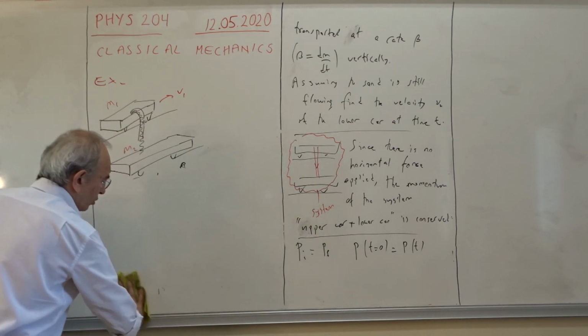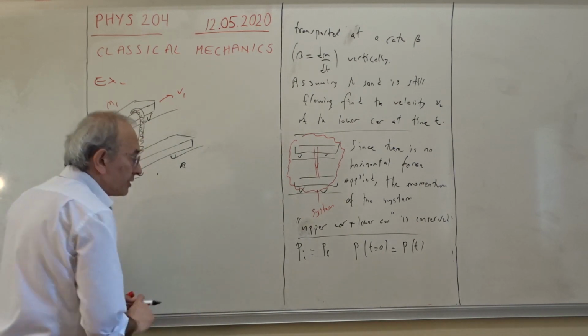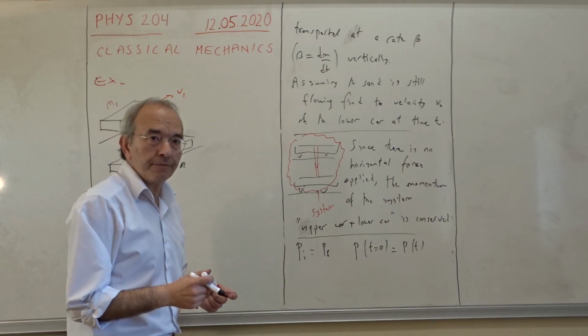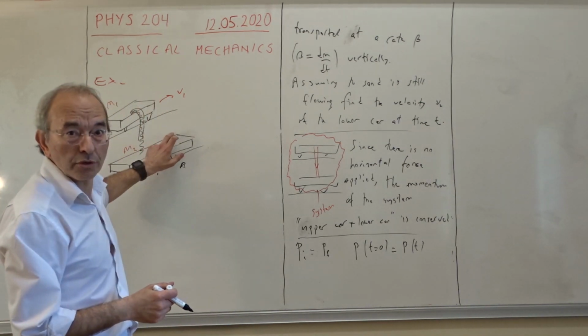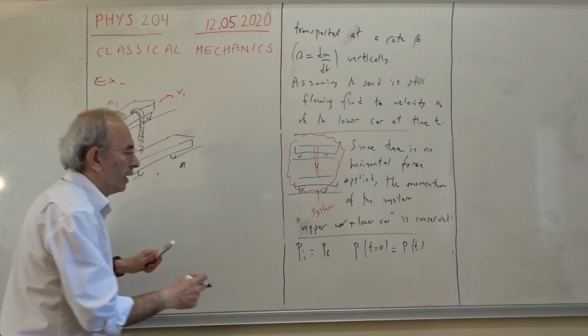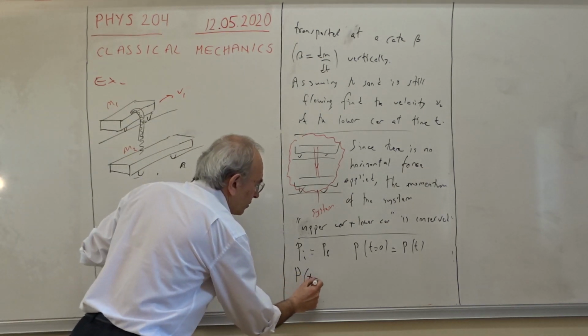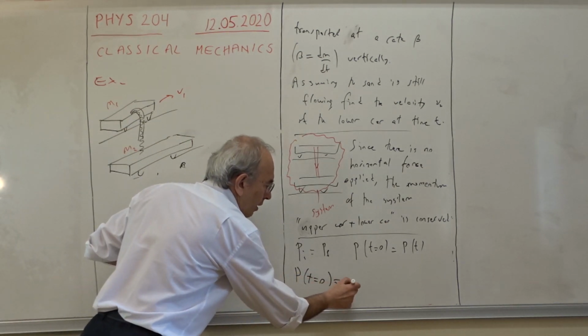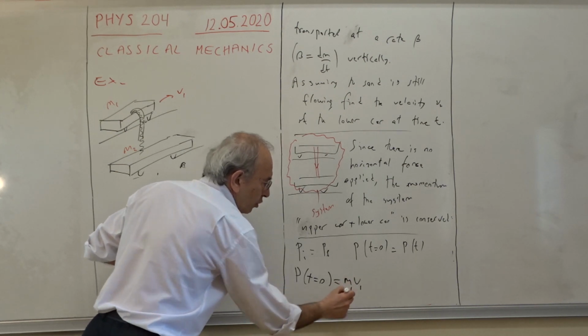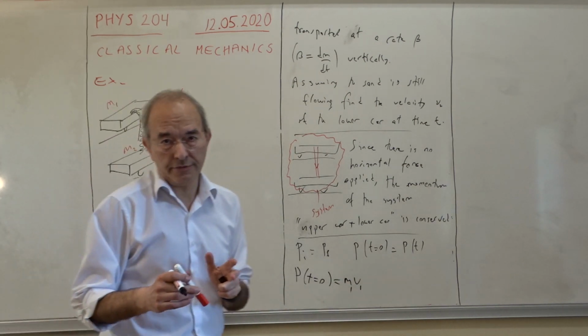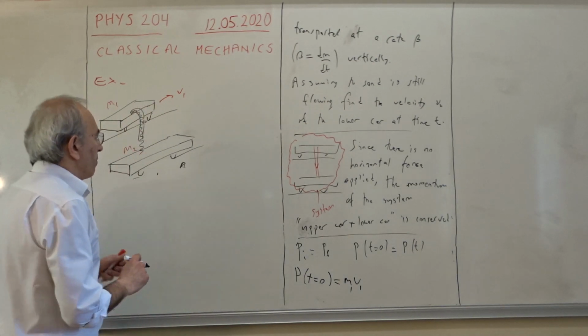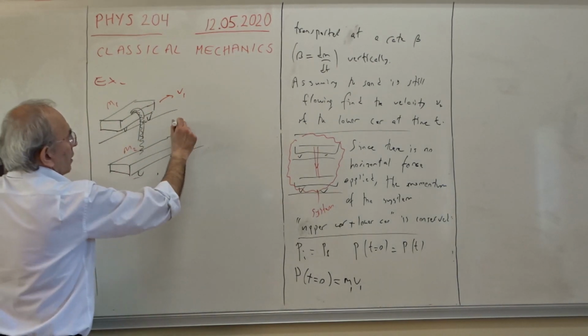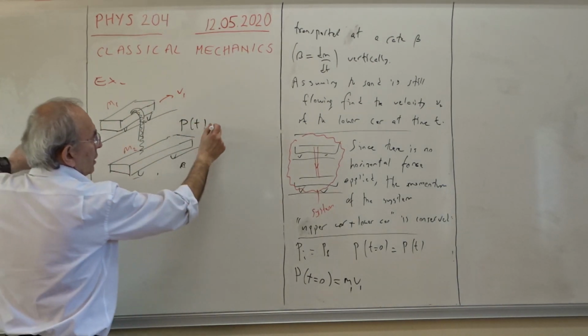What is the total momentum initially? Since the lower car is at rest at the beginning, there is no contribution from it. Only the upper one. P at time t equals 0 is only upper car mass m1 times velocity v1. These are already given. But what is P of t?